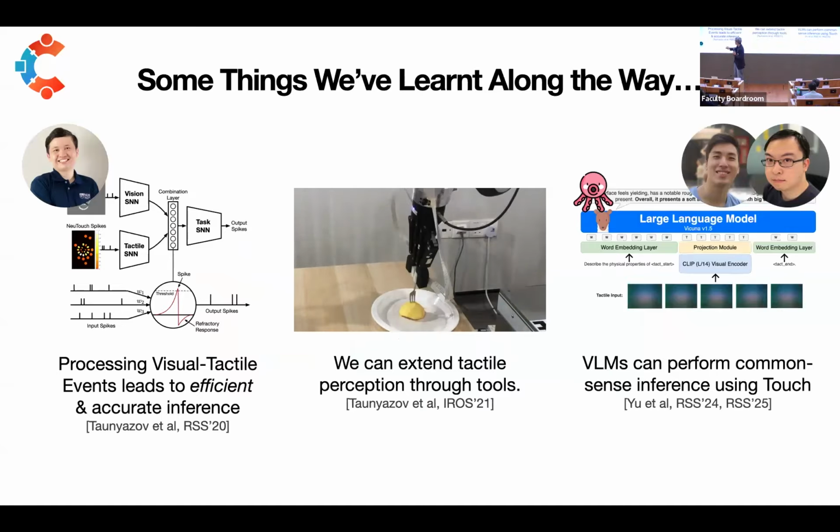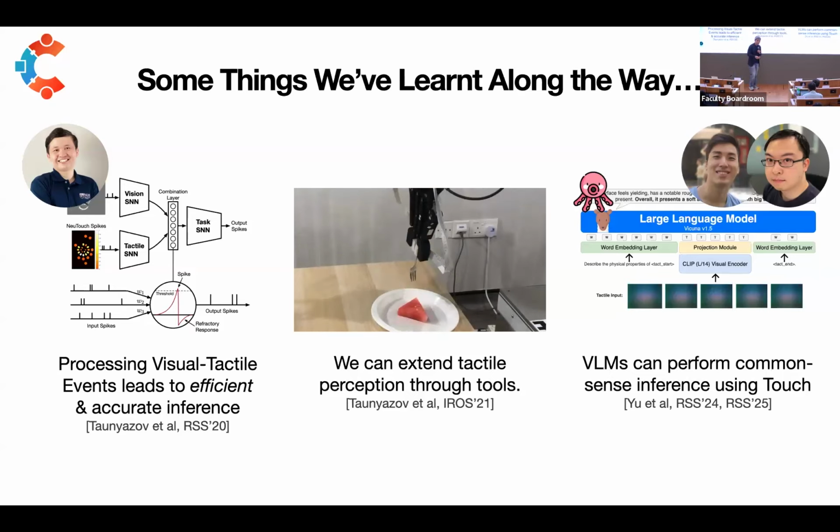So one of the first projects we started off was to look at how we can combine vision and tactile together. And we were looking at these event-based sensors. I'm sure many of you, if you play with vision, have these event-based vision sensors. We were trying to use event-based tactile sensors in addition to event-based vision sensors. And the takeaway there was that we can really combine these two to get very low-powered, efficient tactile perception.